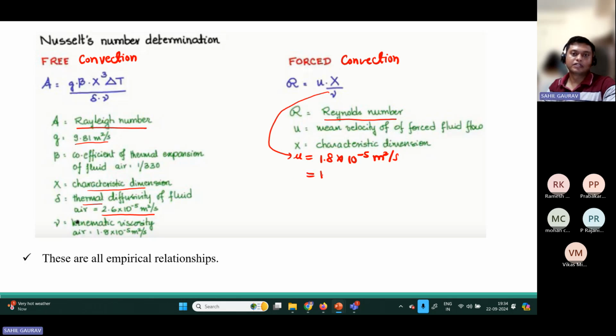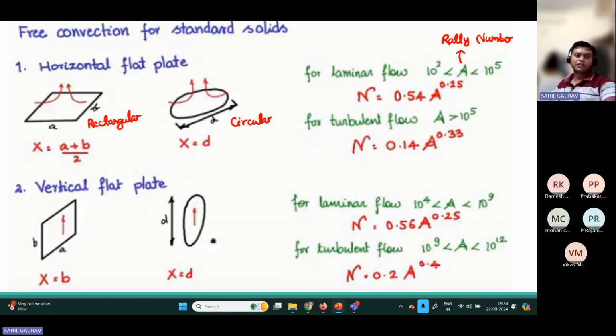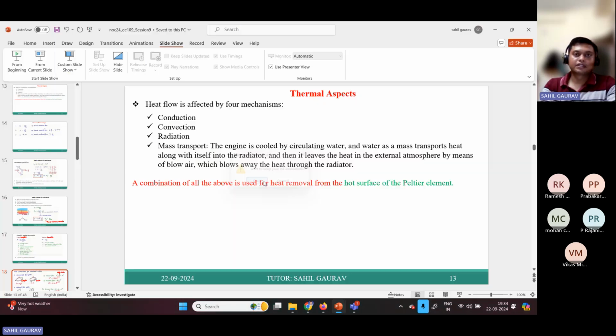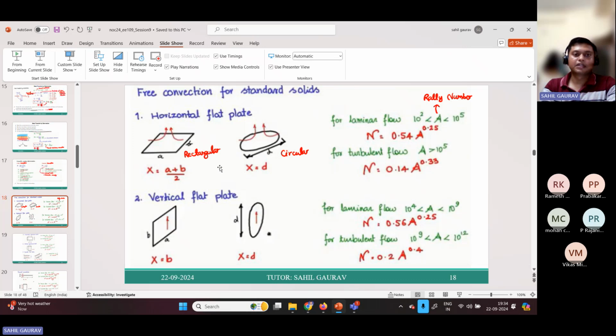So this mu is the kinematic viscosity of air. Now these are for some standard solids, like the horizontal flat plate and vertical flat plate. You can find the characteristic dimension, and based on the Rayleigh number, that will decide the laminar flow or turbulent flow.